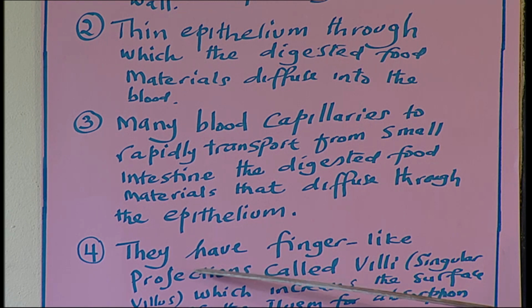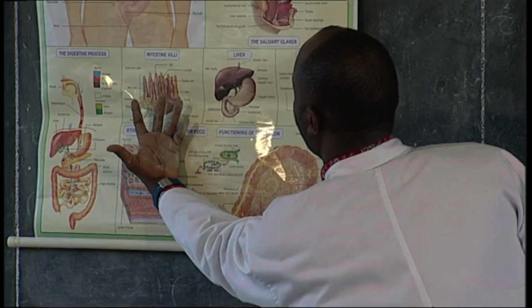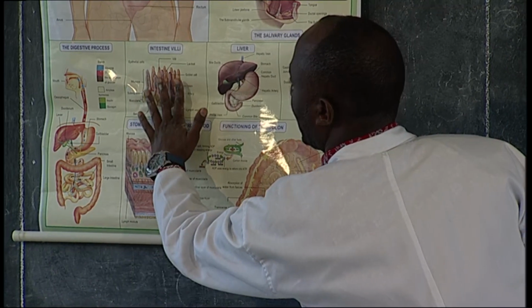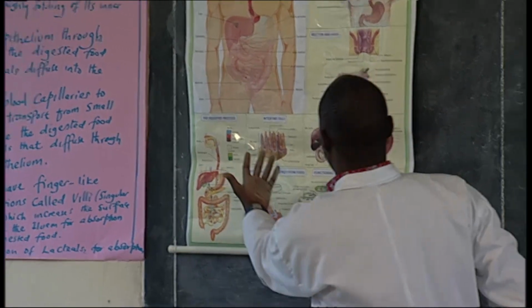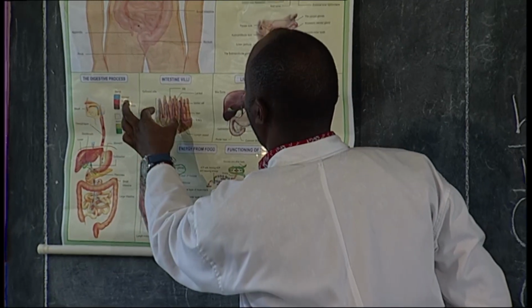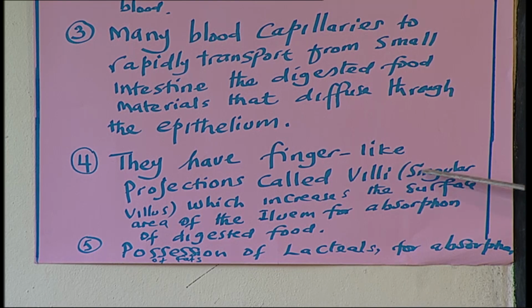Number four, they have finger-like projections. As you can see on this diagram, they are finger-like projections called villi. This structure has been extracted from the small intestine. These finger-like projections, called villus, increase the surface area of the ileum for absorption of digested food. The last one, it possesses lacteal vessels, which are very important in absorption and transportation of fats.